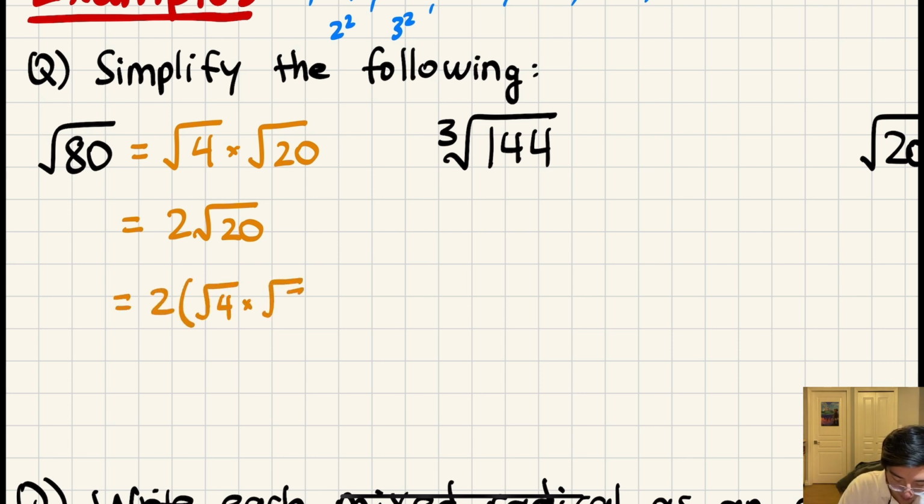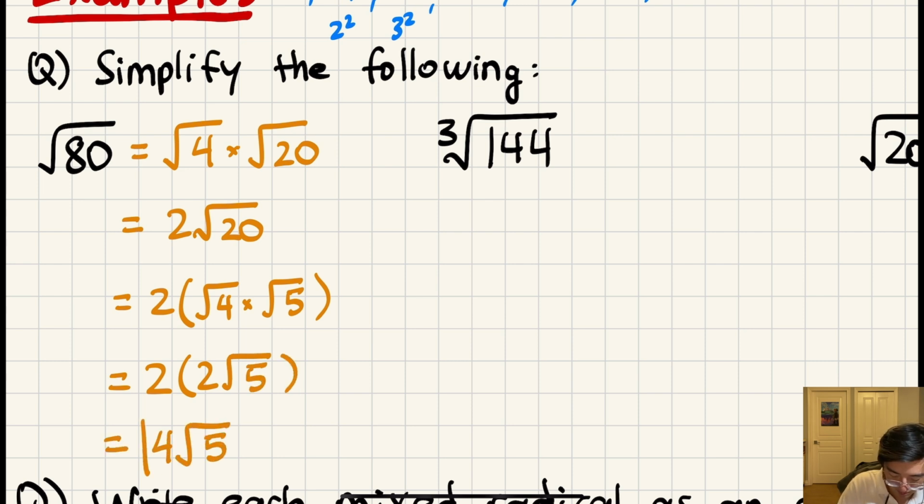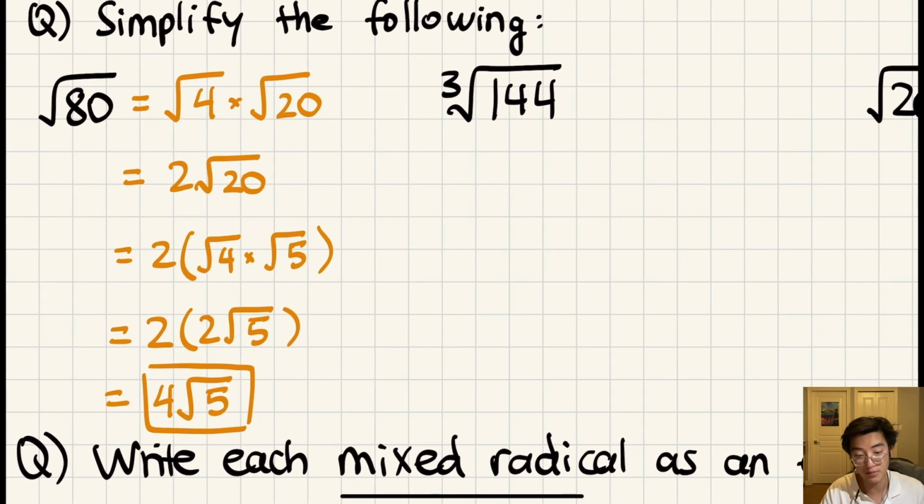Brackets, we have 4 times 5, which means that the square root of 20 can be expressed as 2 times 2 root 5, which equals 4 root 5. Right? So that's how we simplify the square root of 80 here. All we are doing is taking out factors of 80 that are perfect squares. So again, very similar to reducing fractions.